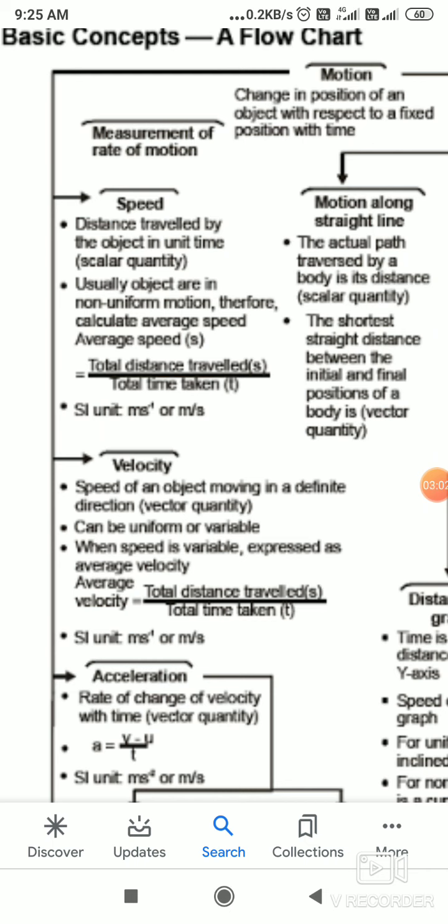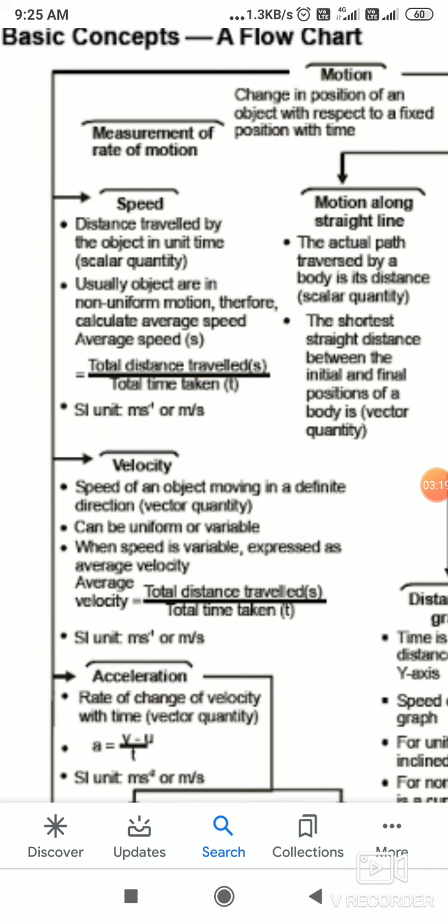Now the speed: the distance traveled by the object in unit time is called speed. It is a scalar quantity. Usually an object in non-uniform motion, therefore we calculate average speed. Average speed equals total distance upon total time taken. Its unit is meter per second.